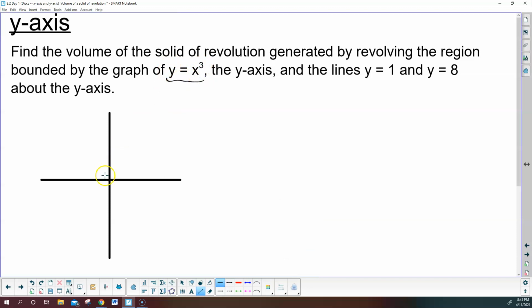So what do I have? I've got the cubic function. If you remember that, you can graph that quickly. If you don't, think about your x values. We're not going to go very far in the x values, but 1, 2, 3, 4, 5, 6, 7, 8. I do know I'm going to stop at 8 because it tells me I'm going to go from 1 to 8.